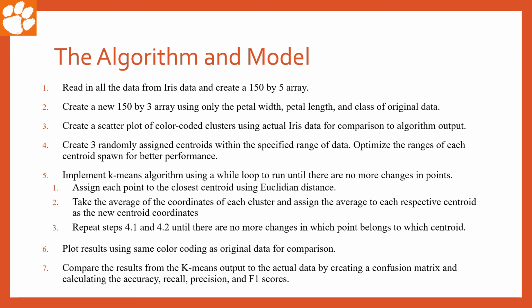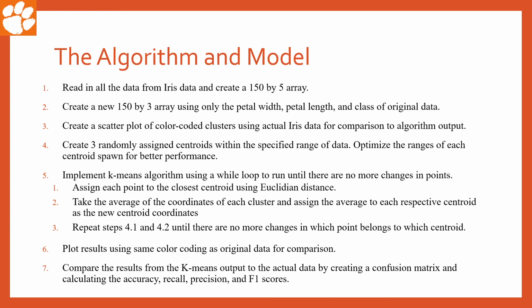For the algorithm and the model, I started by reading in the entire dataset. From there, I created a new array of only the petal width, petal length, and class. Using the smaller dataset, I plotted a scatter plot of the petal width versus petal length, color coding each class to allow for comparing results later. I created 3 random centroids, allowing anywhere in the x range from -1 to 8, and anywhere in the y range from -1 to 4. I then iterated through the algorithm to find optimal ranges for the generation of each centroid.